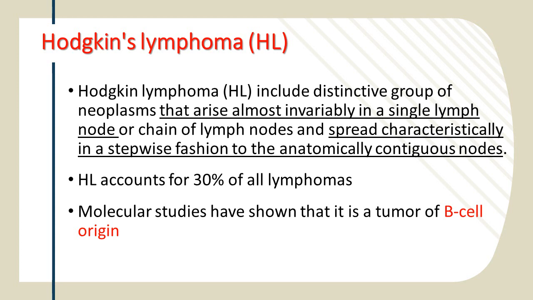Hodgkin lymphoma includes a distinctive group of neoplasms that arise almost invariably in a single lymph node, or a chain of lymph nodes, and spread characteristically in a stepwise fashion to the anatomically contiguous nodes. In fact, Hodgkin lymphoma accounts for 30% of all lymphomas. In addition, molecular studies have shown that it is a tumor of B cell origin.